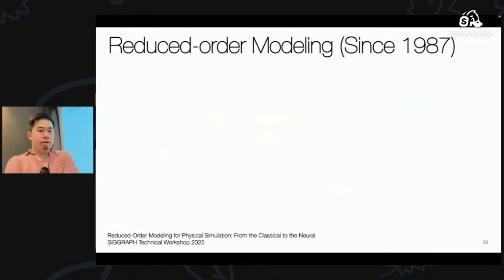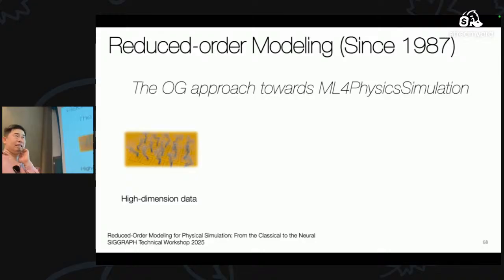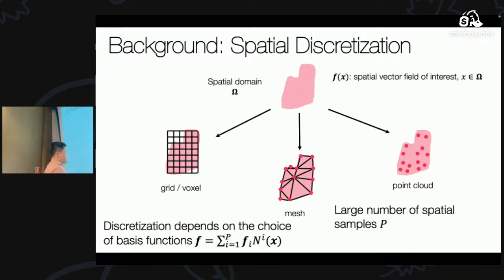Okay. So now to the third part of my talk, which is reduced order models, an OG approach towards ML for physics simulation. It has been around since 1987, and for sure in computer graphics as well. The idea is these simulations are too slow, right? One of the reasons is that there are lots of spatial samples. No matter which basis function you use, you have a large degree of freedom, and solving the physics of the motion of all these points is very expensive.